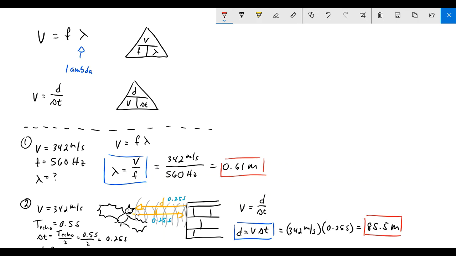So that's 2 examples of how you can do a couple of different wave problems. So give the rest of those a try and let me know if you have any questions.